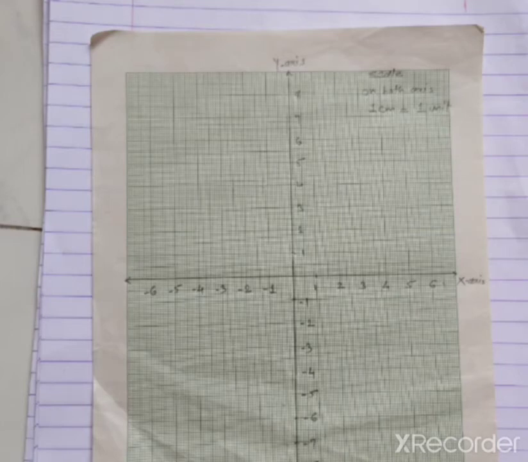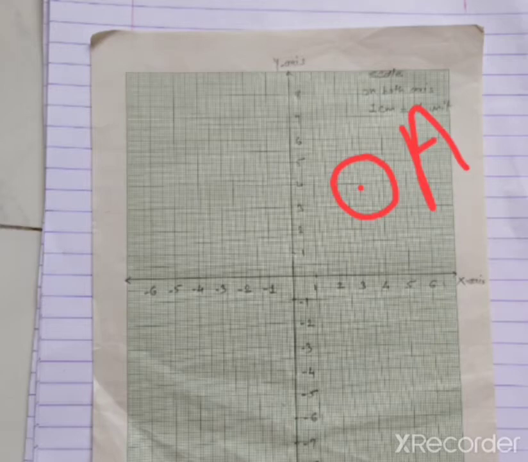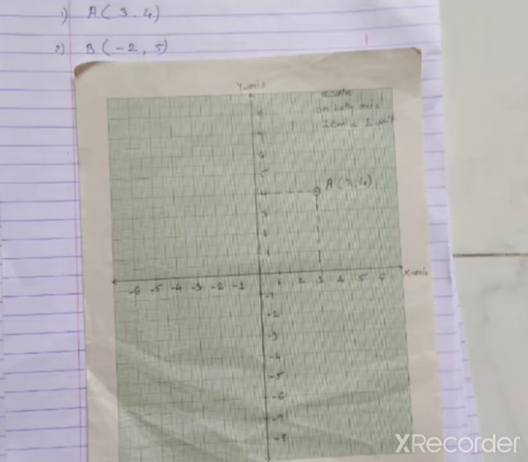So on this graph paper, here on x-axis 3 is here, that is positive 3, and on y-axis positive 4 lies here. So draw one dotted line from 3 and 4. These both dotted lines will intersect at this point. So this is our point A having coordinates 3 and 4. So it will look like this.